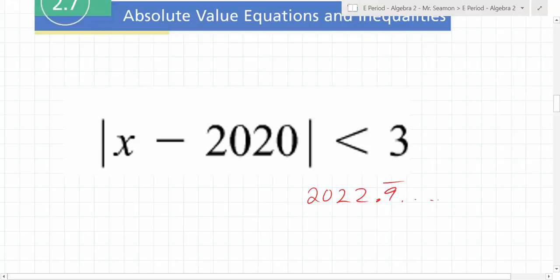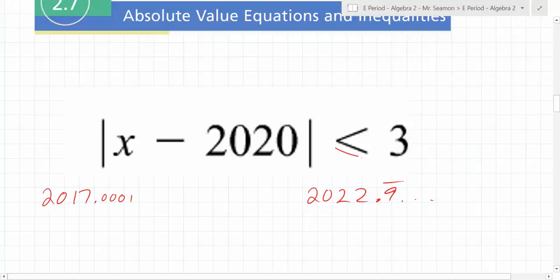2022.99 repeating, right? What's the smallest number that you could plug in there? Not quite 2000. Not quite 2017, right? What's 2017 minus 2020? -3. What's the absolute value of -3? 3. It's not quite that. It needs to be a little bit more than that, right?